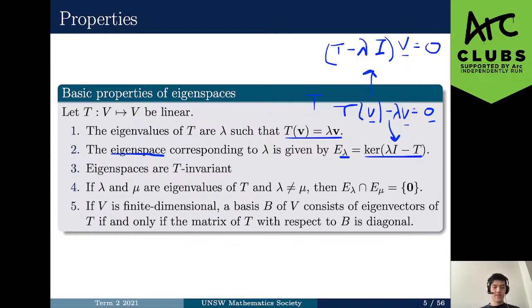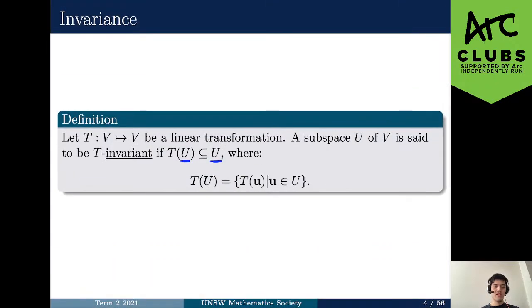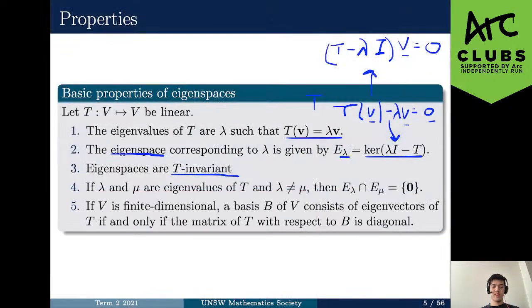Okay, and eigenspaces are T invariant. So in the last slide we said that T invariant means that if I have something in U, then when I apply this linear transformation to it, it's still inside U. So eigenspace being T invariant means that if I have a vector that's inside the eigenspace, and then I apply T to it, it will still live inside the eigenspace. Well, that should make sense, because we've been saying that an eigenspace is where we have T of V equals lambda of V.